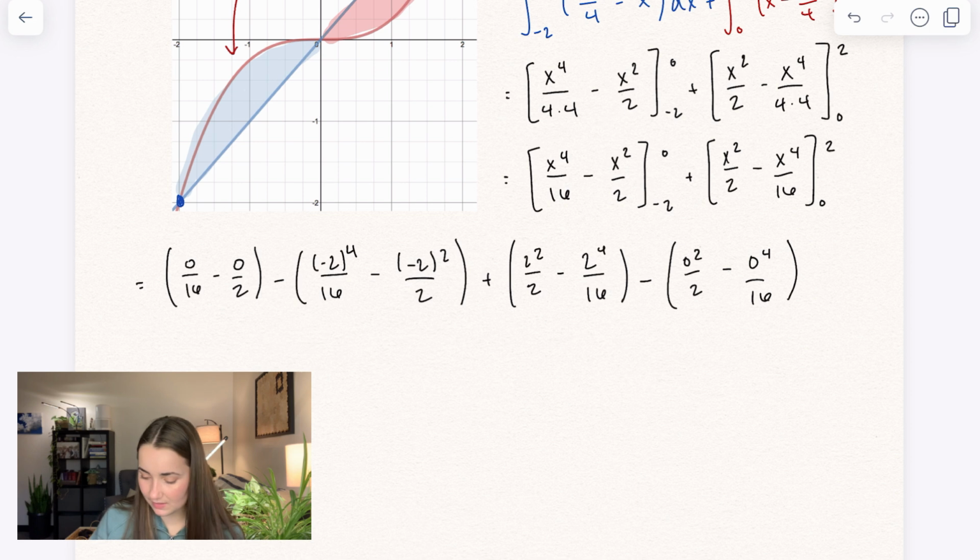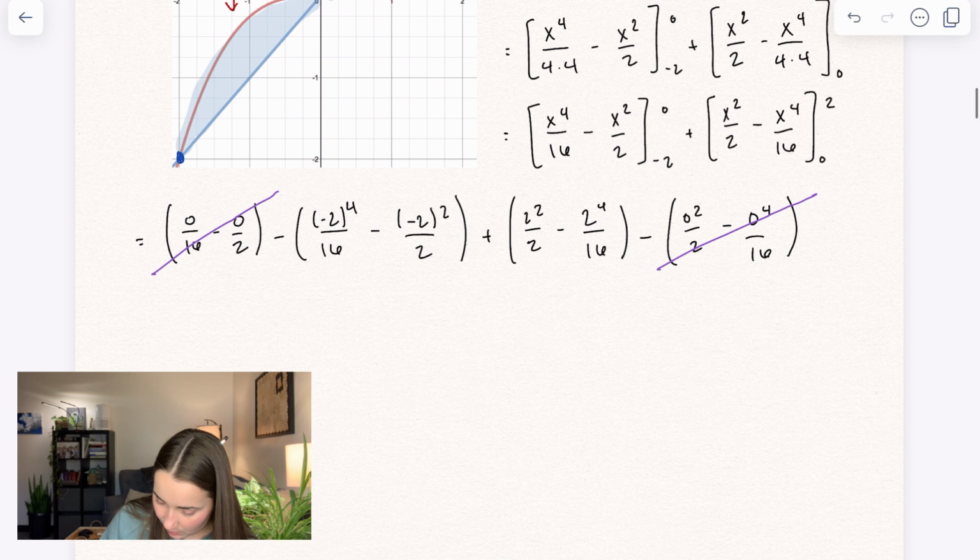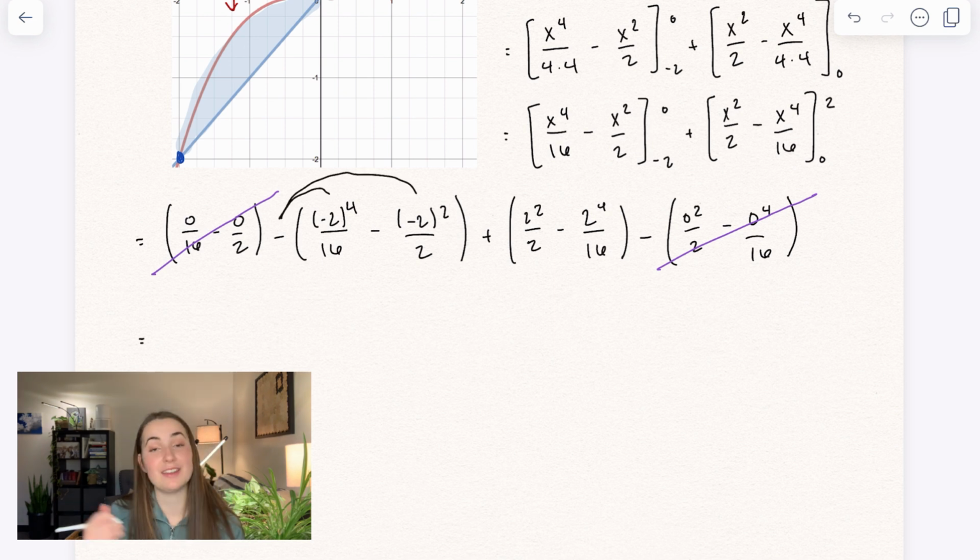So here we can see everything that's going to go to 0. It's going to be this term and this whole term. That's all going to be 0. So let's go ahead and simplify these out. Do not forget we have to distribute this minus sign to both of them.